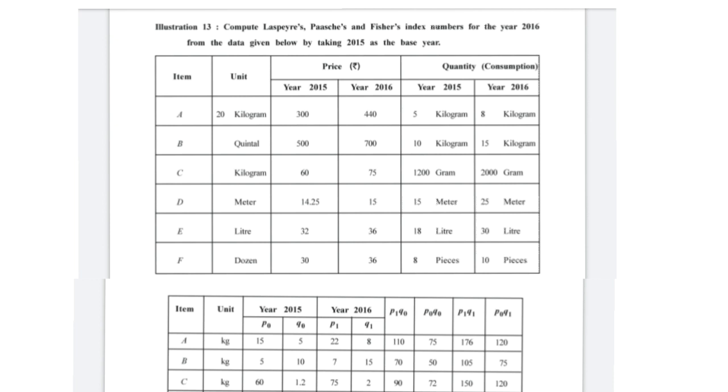Item E, liter, only liter is given. Once again, no need of any division. Item F, dozen, and the price is given. Again, students, be careful. You can see all the amounts given are not very huge or very small amounts. On equal, you can say the same.